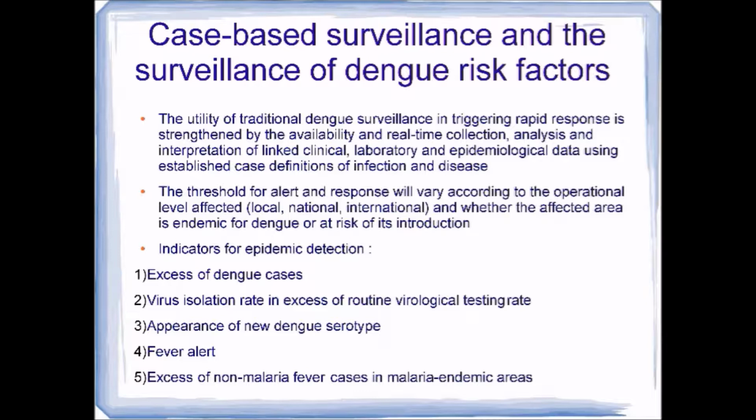The following indicators are used for epidemic detection, which include excess of dengue cases, virus isolation rate in excess of routine virological testing rate, appearance of new dengue serotype, fever alert, and excess of non-malaria fever cases in malaria endemic areas.